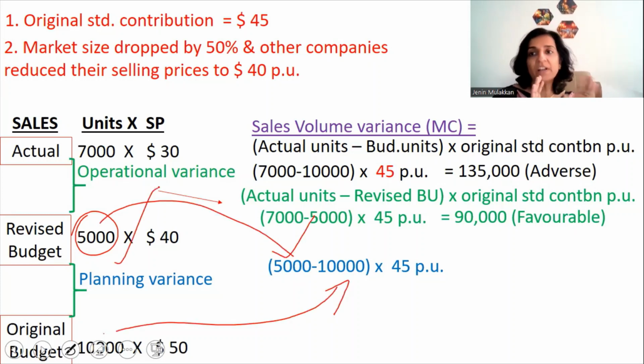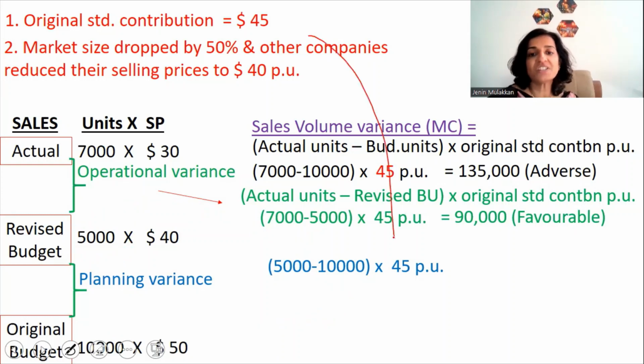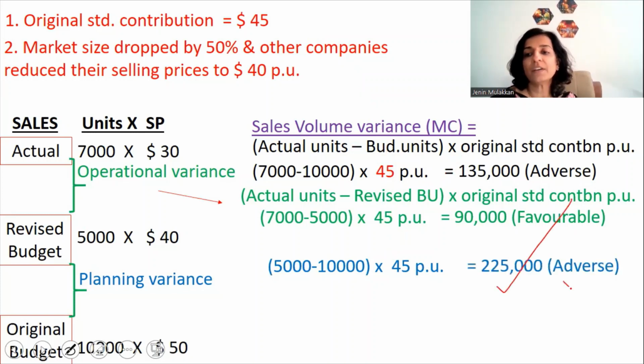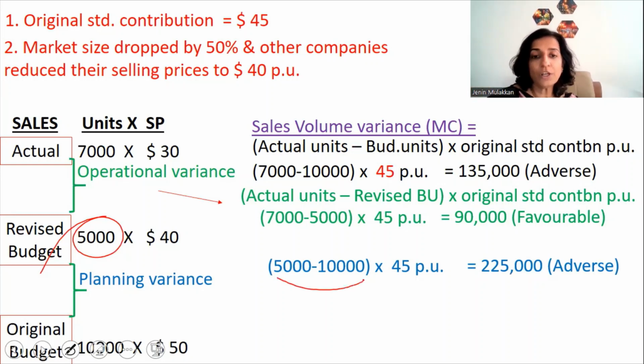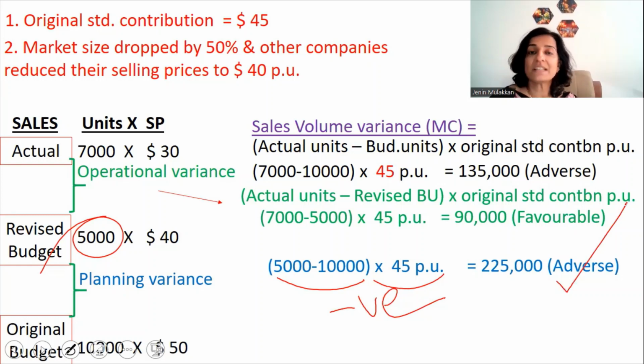Always take the top figure first, multiplied by the original standard contribution of $45 per unit. So the answer works out to $225,000 adverse. Why is it an adverse variance? Because prior to COVID, we had budgeted for 10,000 units, but unfortunately, we can't achieve that target. We had to revise it to just 5,000 units. So there is a reduction in profit due to that reason. And even if you look into the formula, we have ended up with a negative balance. And hence we can confirm that it is an adverse variance.